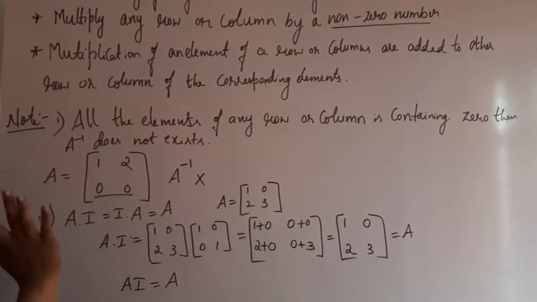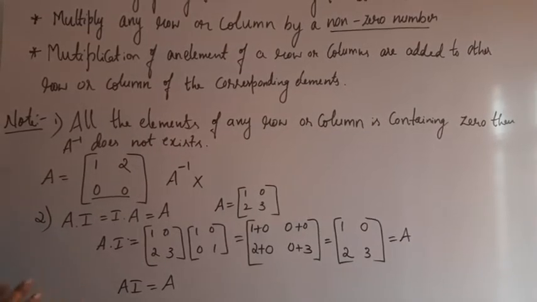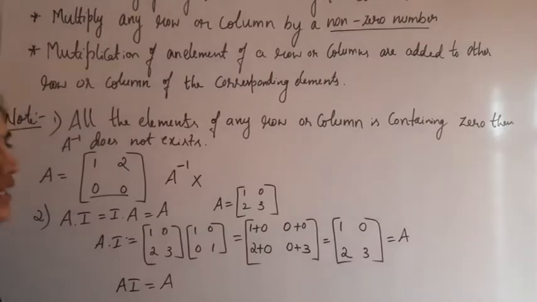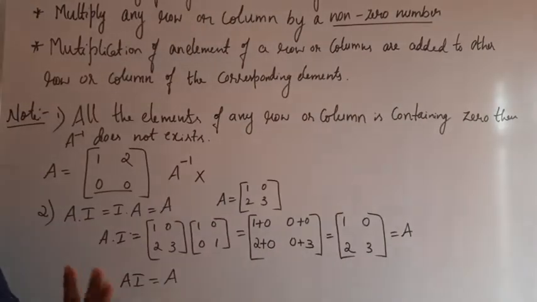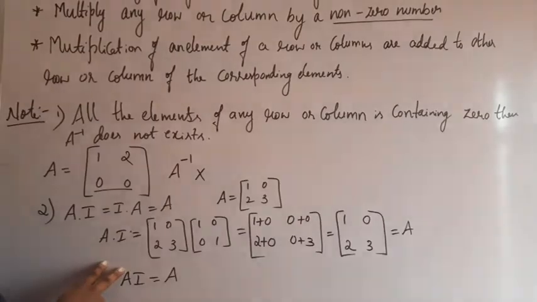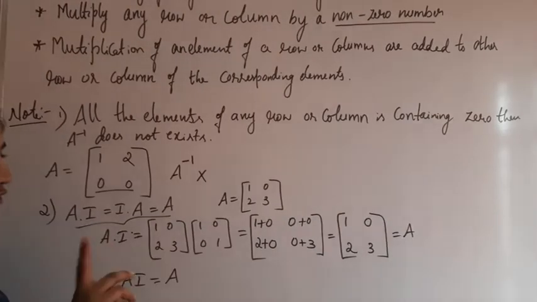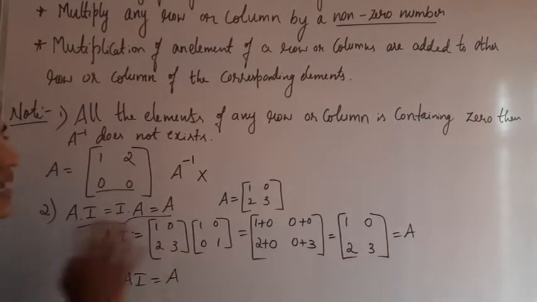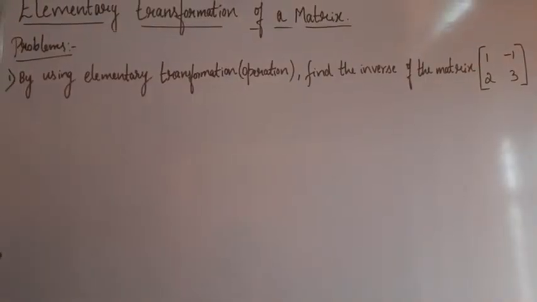First one: if any matrix, suppose we are asked to find A inverse, and the matrix contains a row or column that is completely 0, then for that matrix the inverse does not exist. We have to recall this point, and also this very important condition: if we multiply any matrix with the identity matrix, we get the same matrix itself. Okay, so now let us move on to the problems.